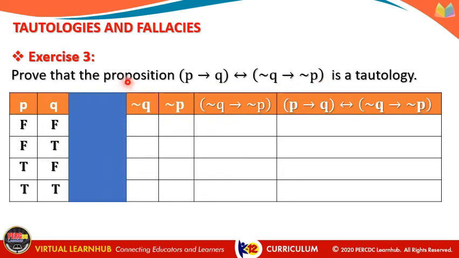Let's just cover this part. Now, let us take the negation of Q. False will become true. True will become false. False will become true. And lastly, true will become false. Let's take the negation of P as well. False will become true. False will become true. True will become false. And true will become false.